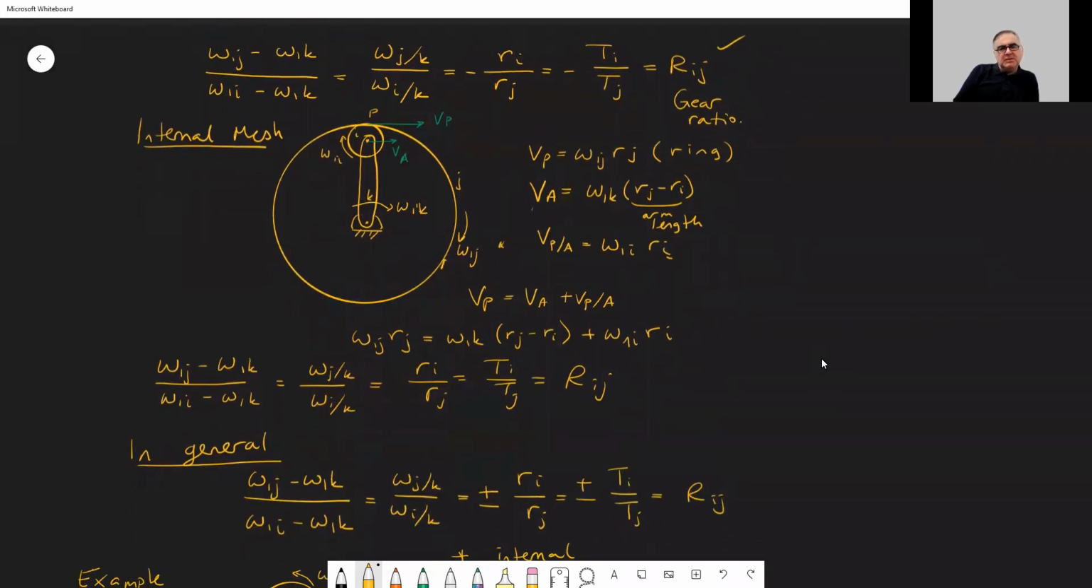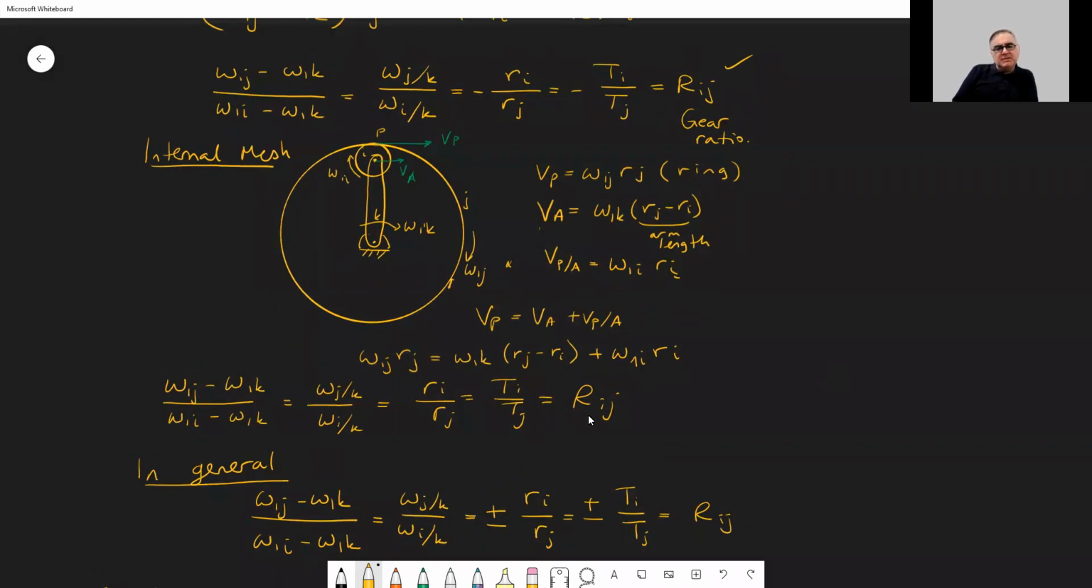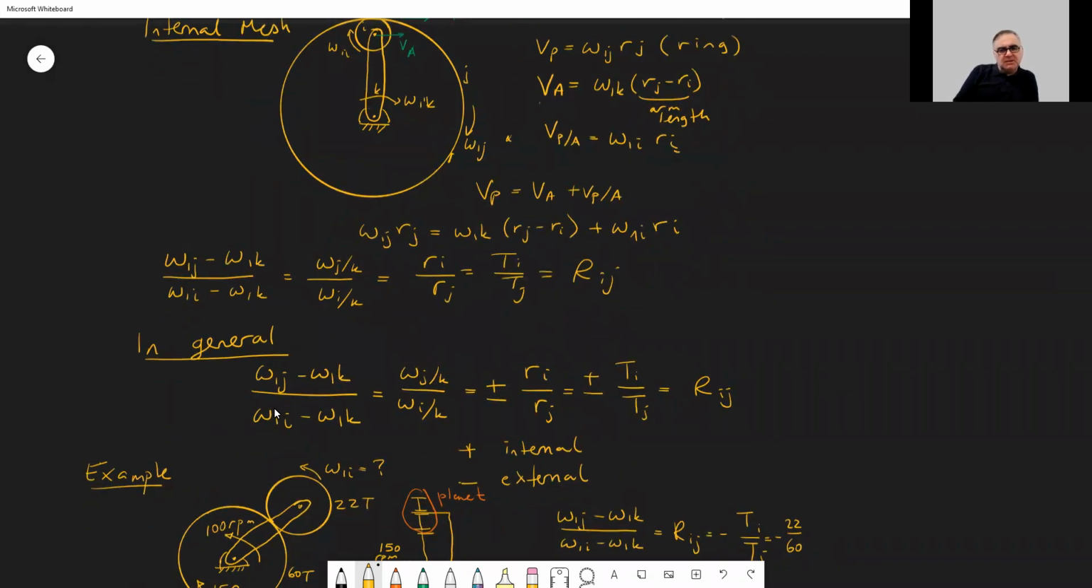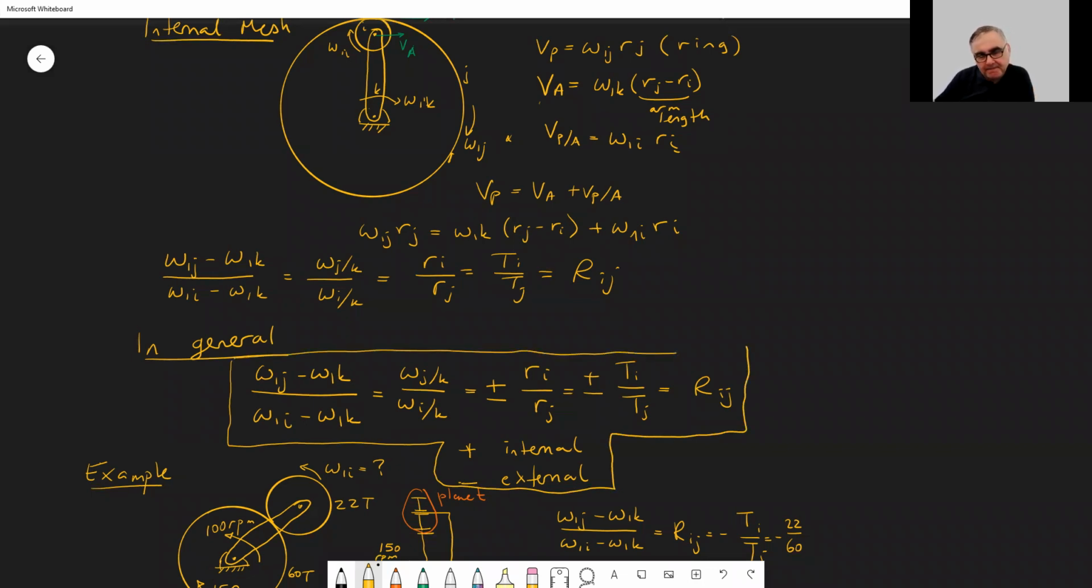We also derived the same thing for the internal mesh, and we found exactly the same result for the internal mesh, only that there is no minus sign there because the directions are the same. And the most general result we have is this. In general, this is the result. When you have a plus sign, it is an internal planetary gear, and when it is minus, it's an external planetary gear.